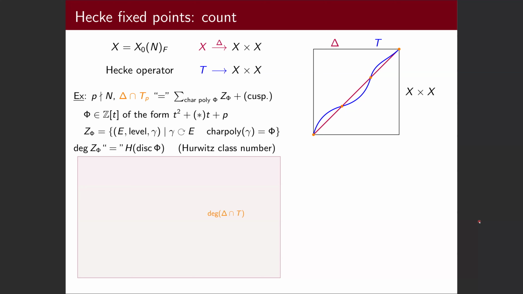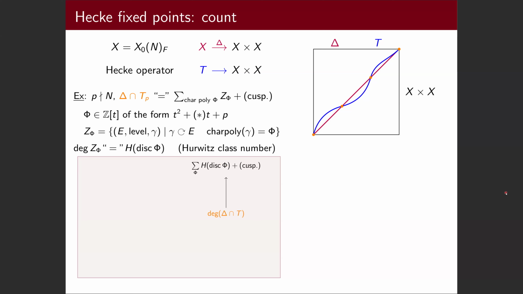So on the right-hand side is h of the discriminant. So this is a Hurwitz class number counting binary quadratic forms of a fixed discriminant. And so this also counts CM elliptic curves with CM by possibly non-maximal orders. Okay, and so this is something that one can do in general.